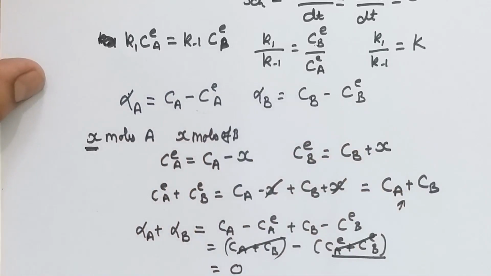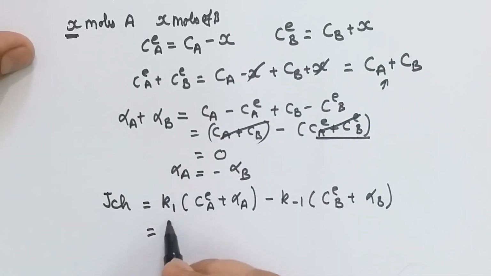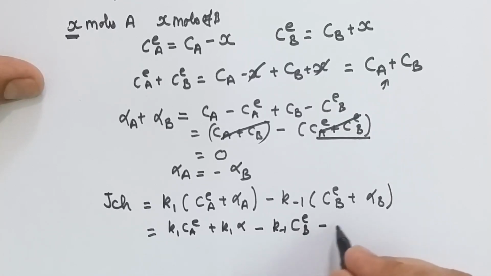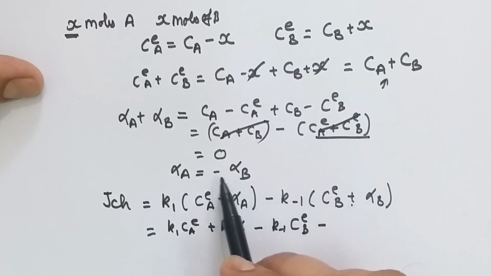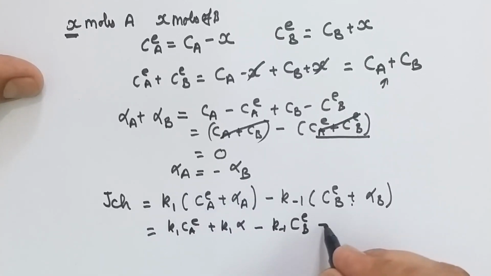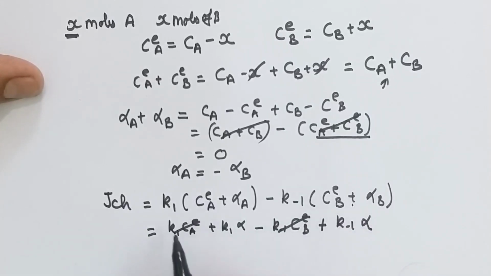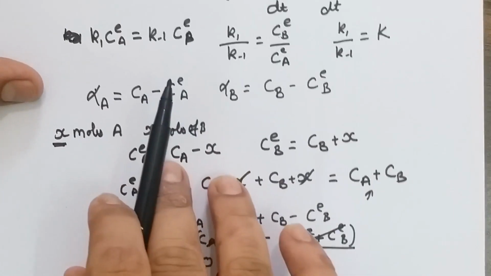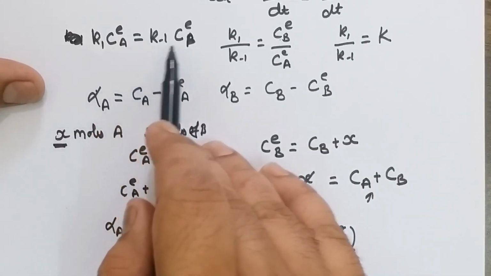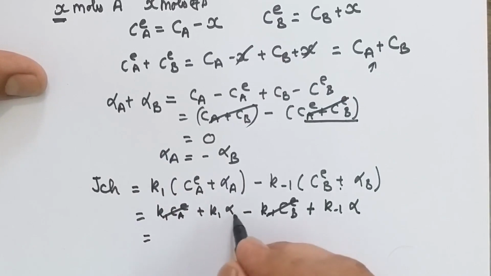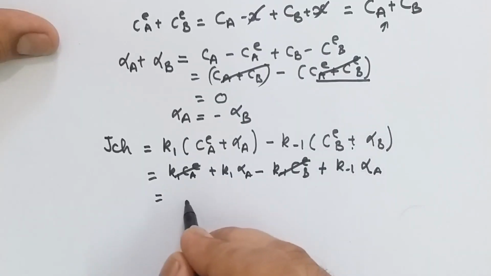So both are same. So when we simplify this expression, we will have K1 CEA plus K1 alpha A minus K minus 1 CEB, and this minus, so alpha B we can substitute as minus alpha A, so this will become plus K minus 1 alpha A. So both these terms will be cancelled out as both are same, that is K1 CEA is equal to K minus 1 CEB. So that can be cancelled out and hence we can take alpha A common from both the terms.